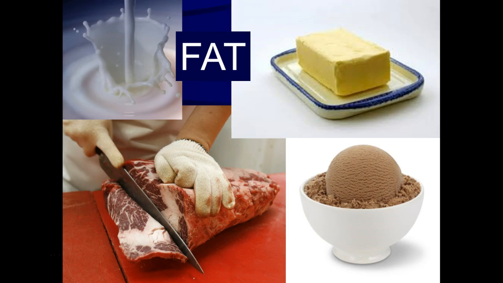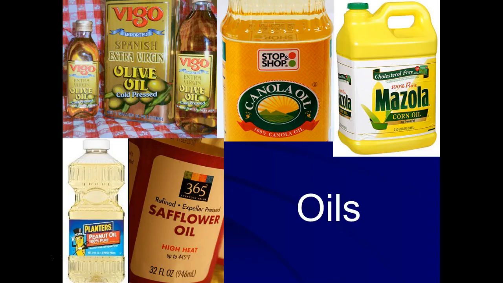The other thing about a fat is the source. You'll notice that butter fat, milk fat, and animal fat all come from animals. That's generally where they come from. Oils, on the other hand, are going to be liquid at room temperature, generally going to be classified as liquid. We do have a couple of exceptions, and the source of these is going to come from plants.